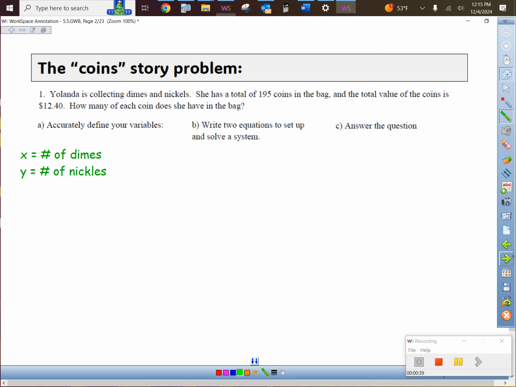So it's also, can you kind of smell, it's in the total category, right? She has a total of 195 coins in the bag. So the number of dimes she has and the number of nickels she has, isn't that a total of 195 coins? What do you want to write for that equation? X plus Y equals 195. That equation is usually not bad at all.